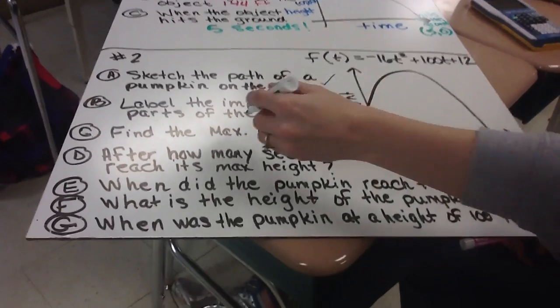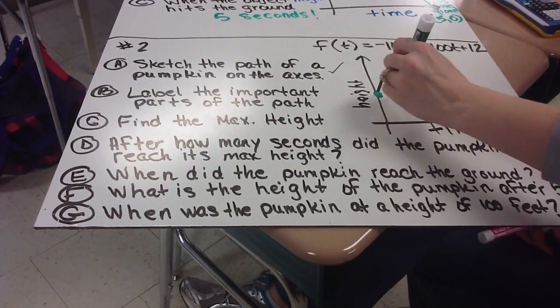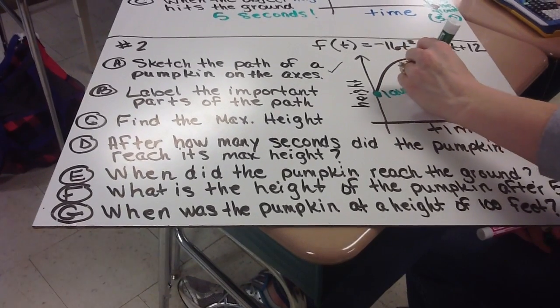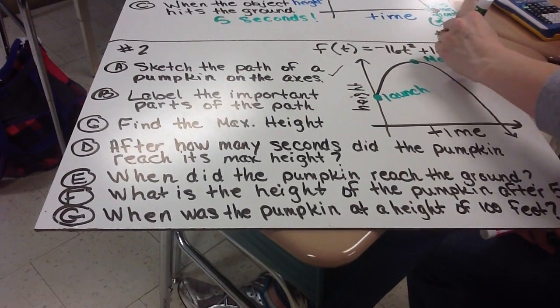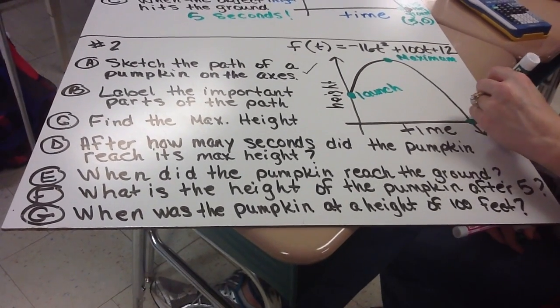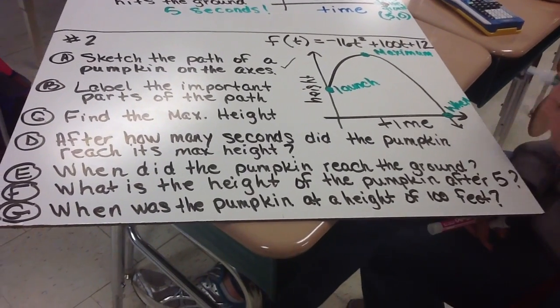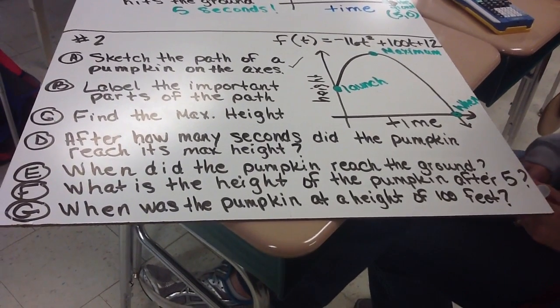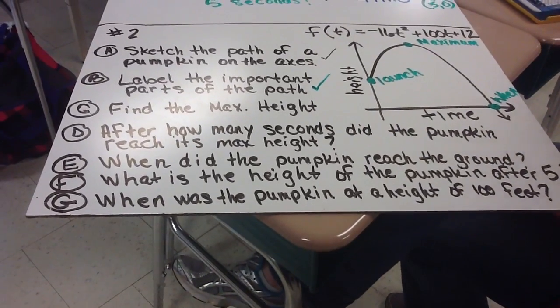The next thing we're going to do is label our parts again. This is where it's launched from. This is our maximum, time, and height. And this is when it hits the ground. I'll just put when. That's when it hits the ground. So I've done this part. Now it actually says to find the maximum height.